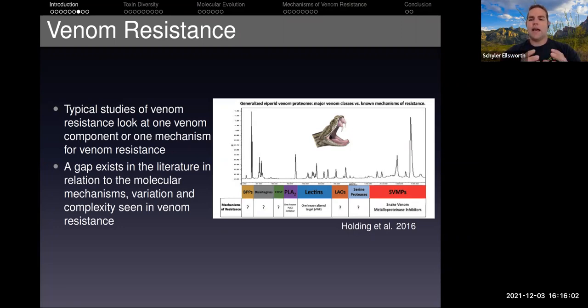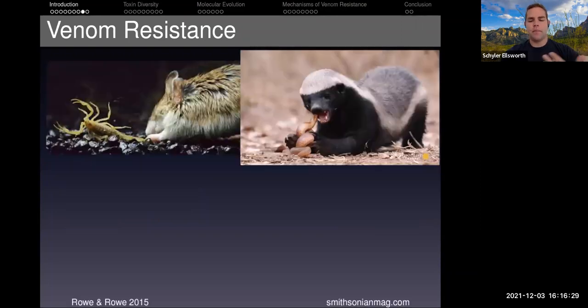However, we need that broader complex response, where venom resistance is not just a singular mechanism that's able to provide resistance for the whole venom, but there are likely multiple mechanisms and multiple underlying genes associated with this venom resistance. And so this is where I'm hoping to provide some insight into what exactly is going on with this co-evolutionary relationship.